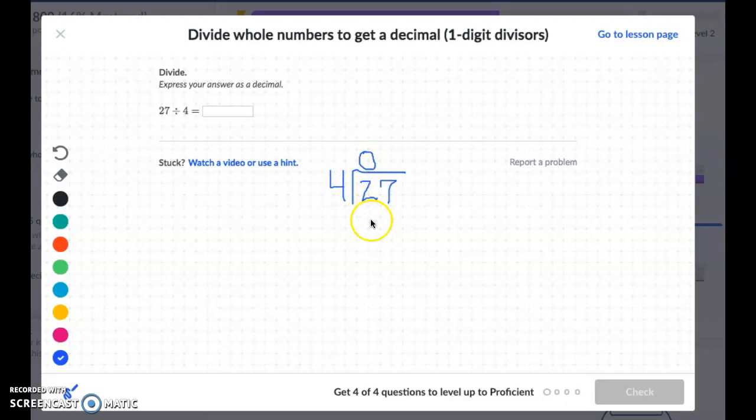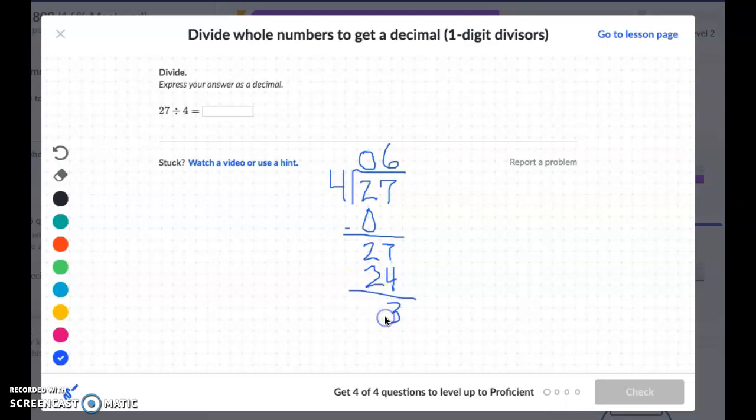So 0 times 4 is 0. And then I subtract, and I get 2. And I bring down my 7. 4 fits into 27 6 times. 6 times 4 is 24. And I subtract and get 3.